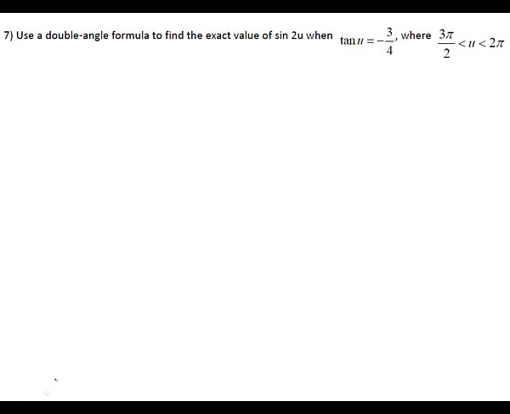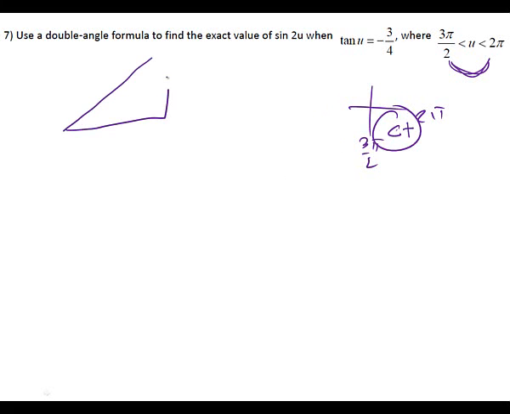Alright, double angle formula to find the exact value of sine of 2u. It gives me some information. It says that the tangent is negative 3 over 4. Which quadrant is that in? 3 pi over 2 to 2 pi is quadrant what? 4. Okay, so what's positive in quadrant 4? The cosine is positive, right? Everything else is negative. Alright, let's draw a triangle for the tangent, and then we'll get into the double angle formula.